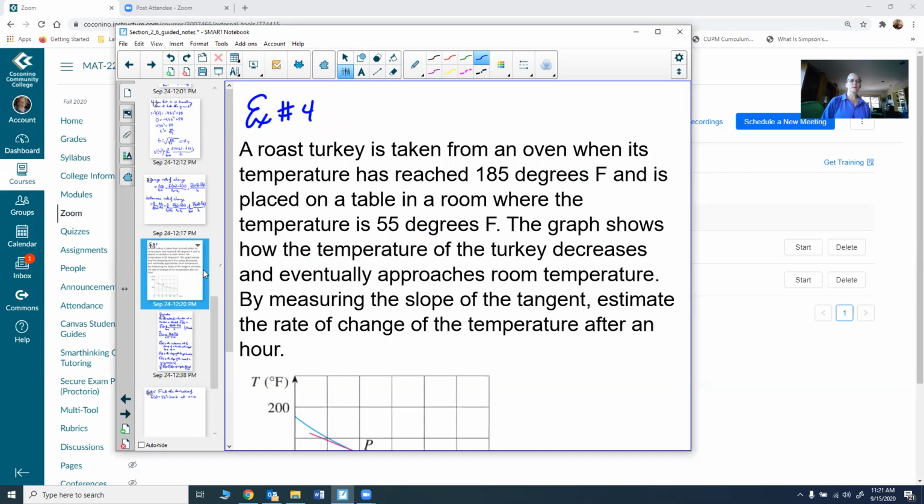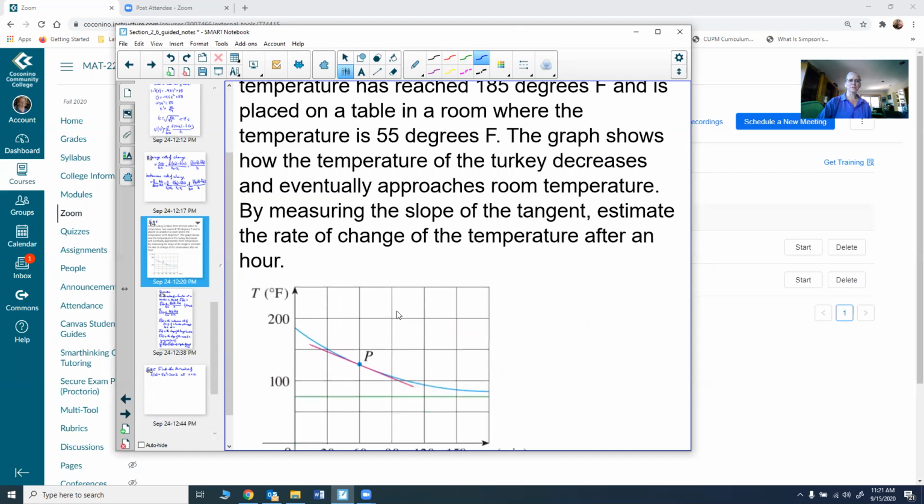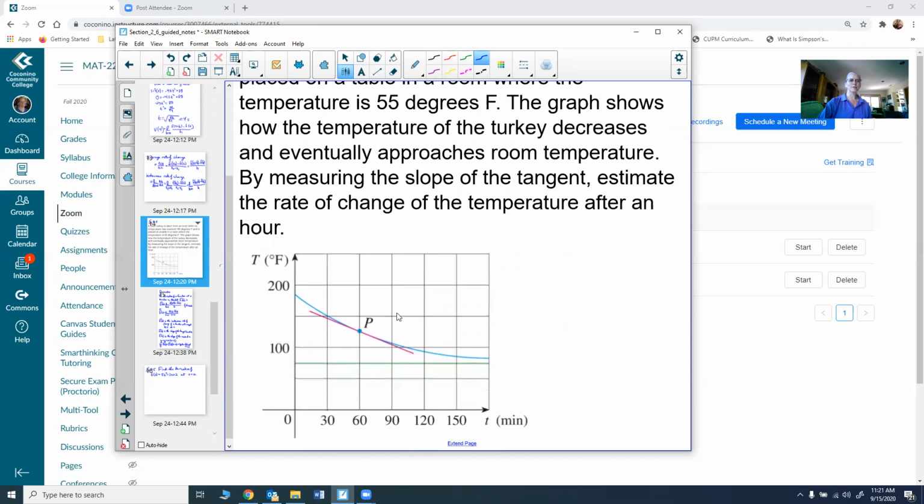An example where we would see this is, let's say we have a roast turkey taken from an oven when its temperature has reached 185 degrees Fahrenheit. And it's placed on a table in a room where the temperature is 55 degrees Fahrenheit. So obviously the turkey will start to cool, and the question is how fast. The graph shows how the temperature of the turkey decreases and eventually approaches the room temperature. By measuring the slope of the tangent, we can estimate the rate of change of the temperature after an hour.